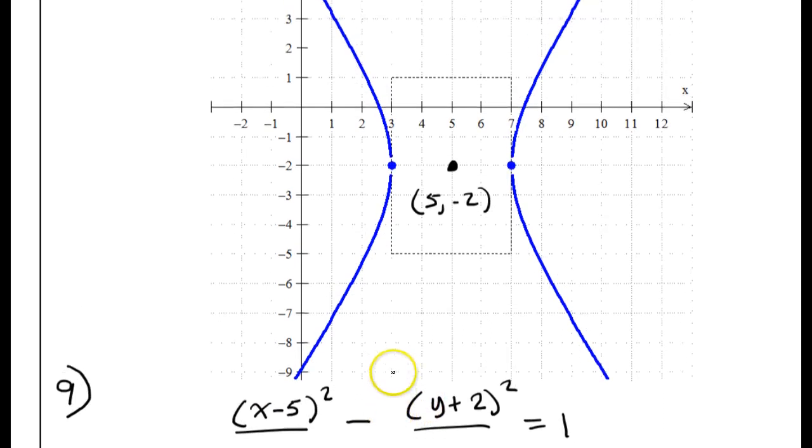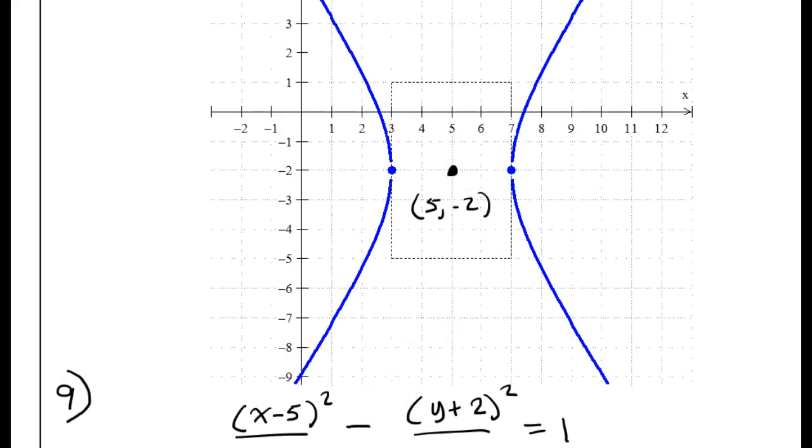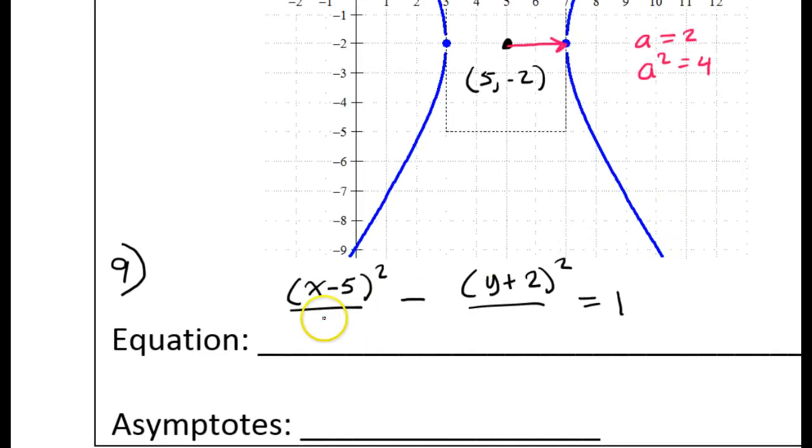So the a value is the distance from the center to a vertex. So this is my a value right here. So that's 2. Because a is 2, a squared is 4. So this will be one of my denominators. But which one? Well, notice that this a value is horizontal. It's in the x direction. So this 4 will go in the denominator of the x term.